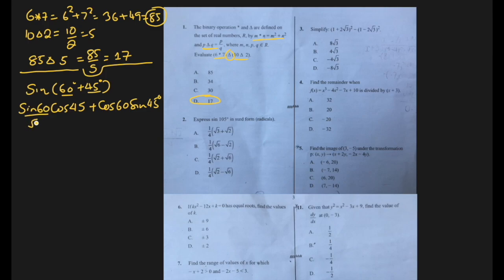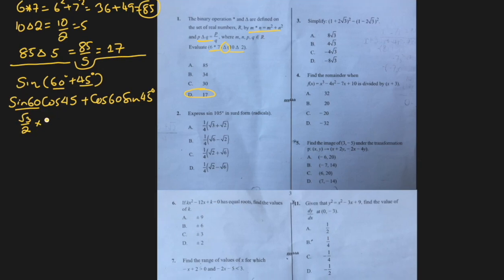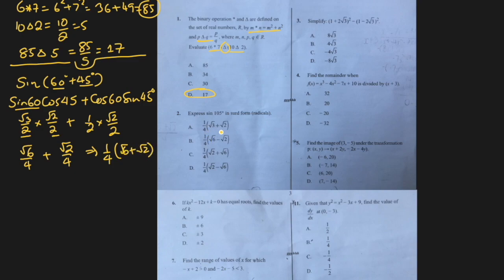Sine 60 is square root 3 over 2. Cos 45 is 1 over square root 2, but we will write it as square root 2 over 2 because this is the same thing, and we get 4 as denominator because all options have 4 as denominator. Cos 60 is half, multiplied by sine 45, which is also square root 2 over 2. So we get square root 6 over 4 here and square root 2 over 4 here. Take 1 over 4 common as they have done in options, and what are we left with? Square root 6 plus square root 2. So C is the right option.